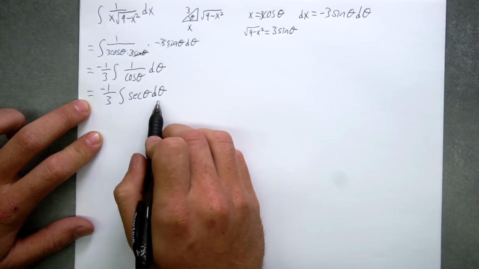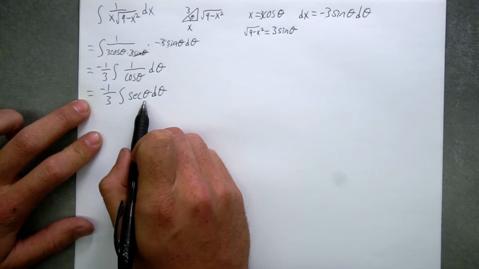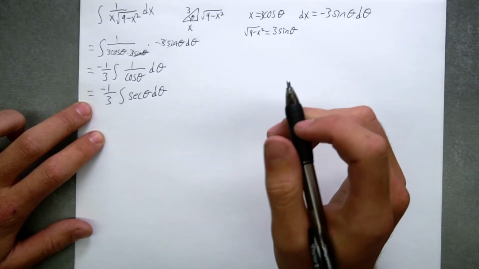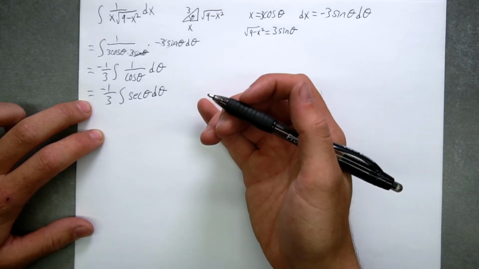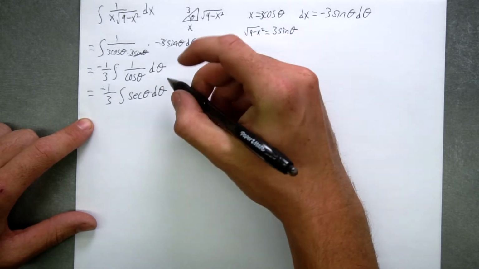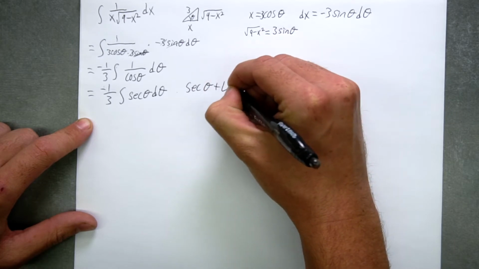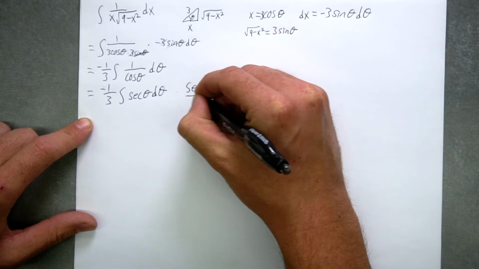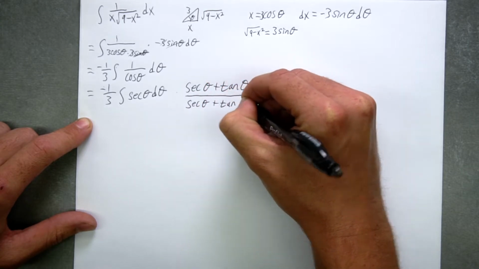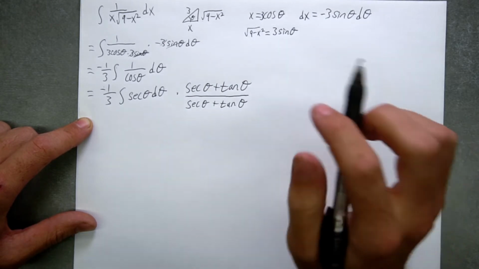In order to approach this integral, we have to rewrite secant of theta in a very special way. We have to multiply it by a very special form of 1. In order to get a reasonable u substitution, we multiply it by secant theta plus tangent theta over secant theta plus tangent theta. It's important to note that this is just a very special form of 1.